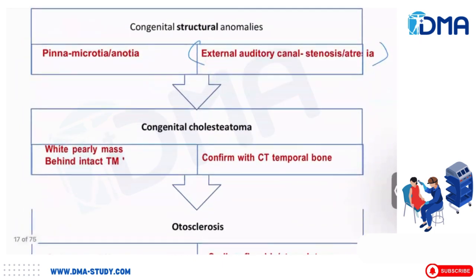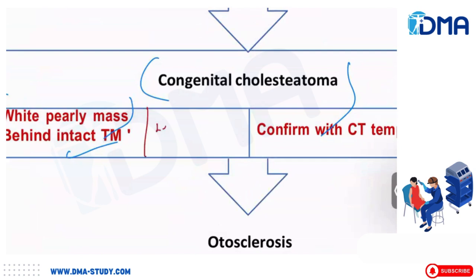Okay. Next one, congenital cholesteatoma. See, there is a disease called congenital cholesteatoma where it is not presented by the patient. It is an incidental finding. There will be an intact tympanic membrane and there will be a white pearly mass behind the intact tympanic membrane. That is the criteria for congenital cholesteatoma. The criteria name is Levenson criteria.